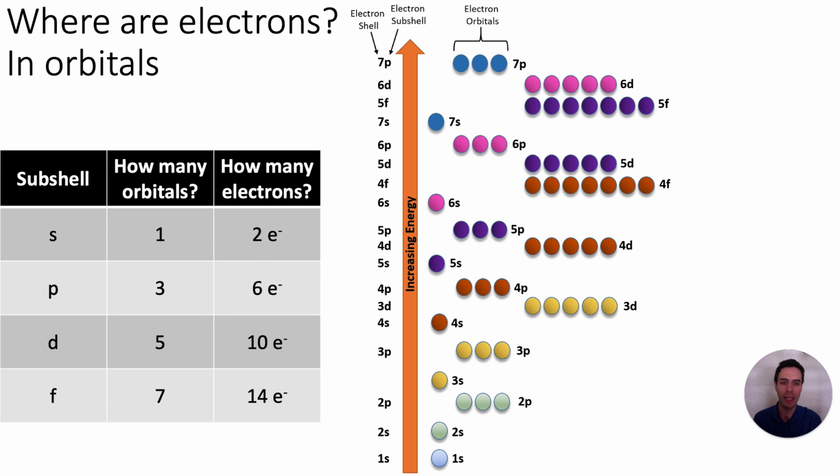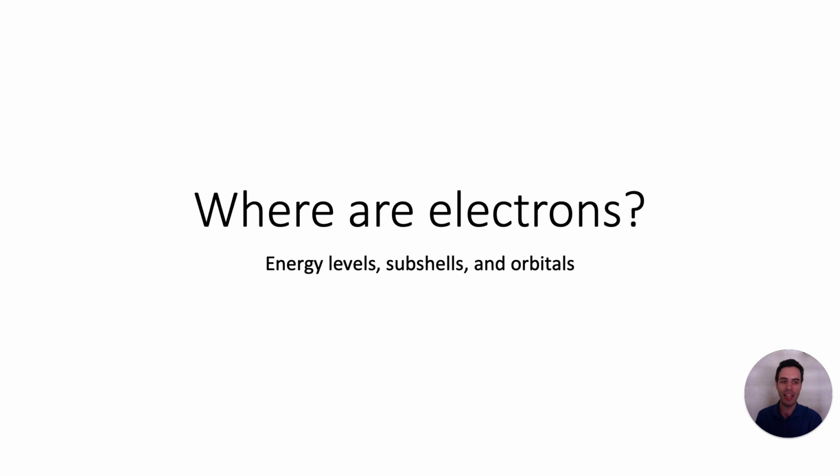Orbitals here are like bunk beds. Each bunk bed can hold 2 people, each orbital can hold 2 electrons. This is the greatest level of detail that we will go into with where are electrons. This is just an intro video, more detail on all of these coming later. That's our preliminary answer to where are electrons.